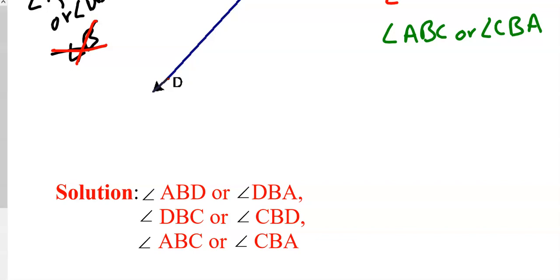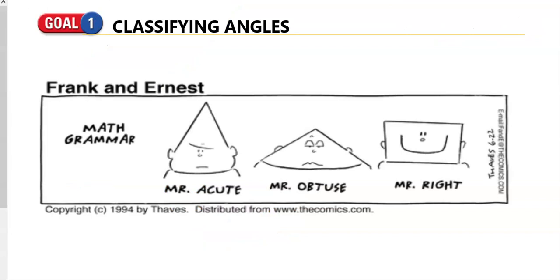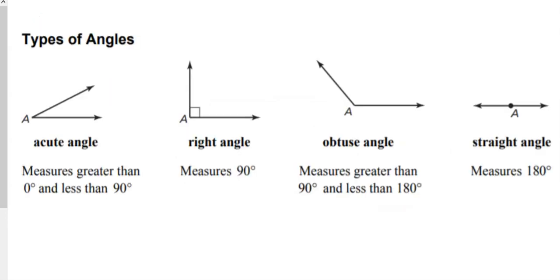So now let's talk about different types of angles. Yes, we have acute angles, obtuse angles, right angles, and even straight angles, as I mentioned there before. So this gives us a little diagram and tells us a little bit of information about them. Acute angles measure greater than 0 and less than 90.